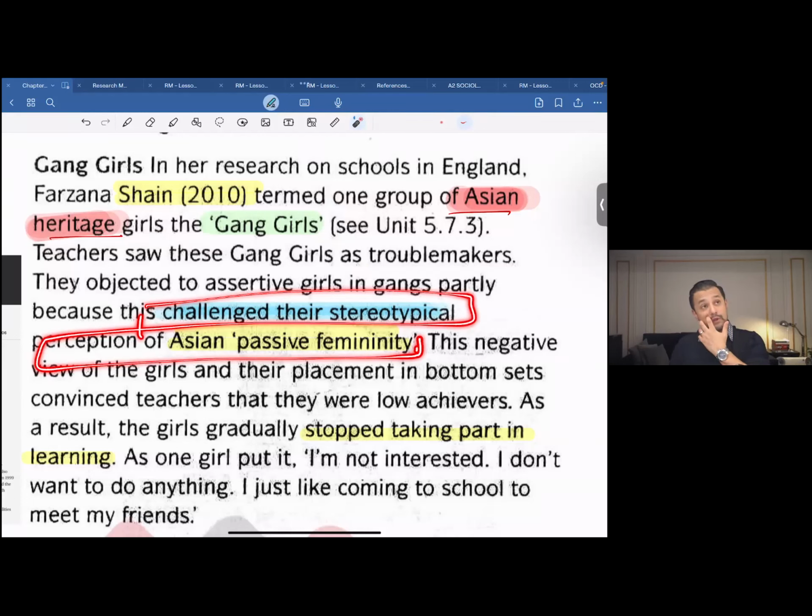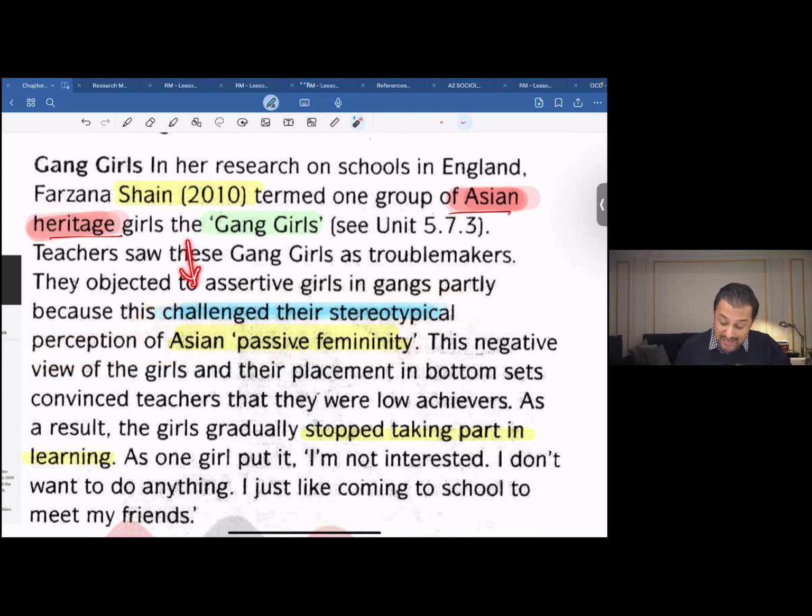The perception generally held about Asian girls is that they are soft-spoken, timid, and passive. Because these young girls were seen to be challenging that stereotypical view of how Asian girls should be, this led to teachers holding a negative perception about them. This negative view of the girls and the placement in bottom sets convinced teachers that they were low achievers.